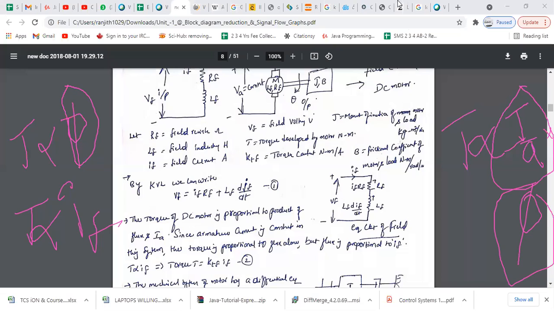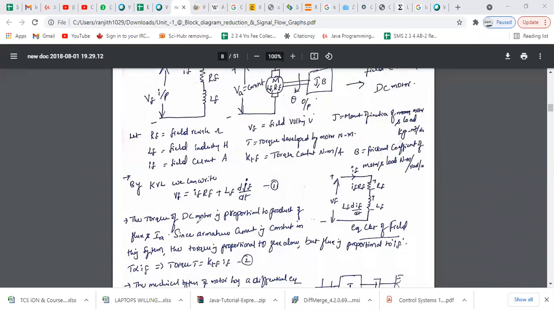So that's what I have written here. Torque of the DC motor is proportional to the product of flux and armature current. Since armature current is constant in this system, the torque is proportional to flux alone. But flux is proportional to IF, so torque is proportional to IF. Now if we remove this proportionality, we get the proportionality constant KTF. Is it clear, all of you?